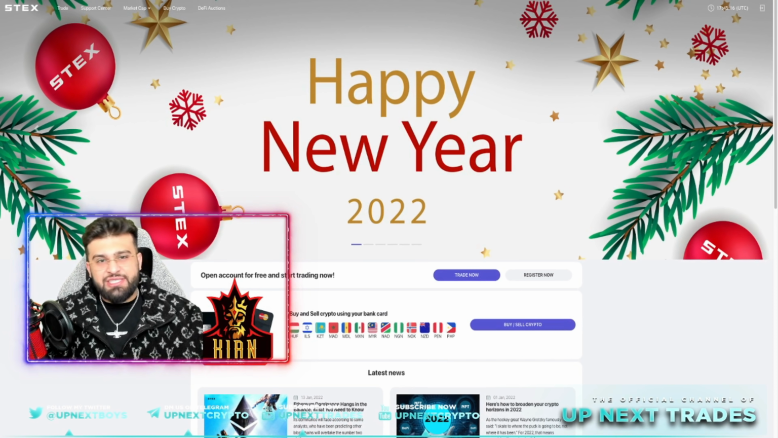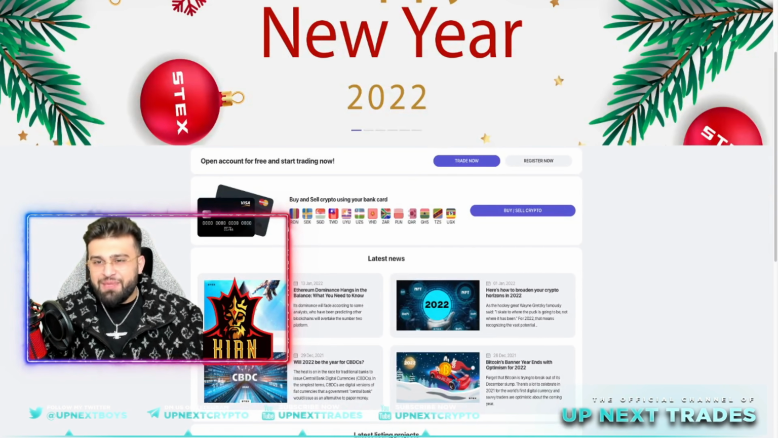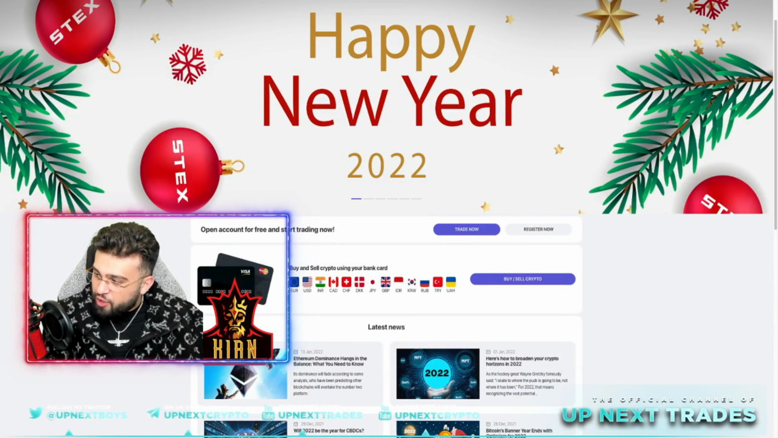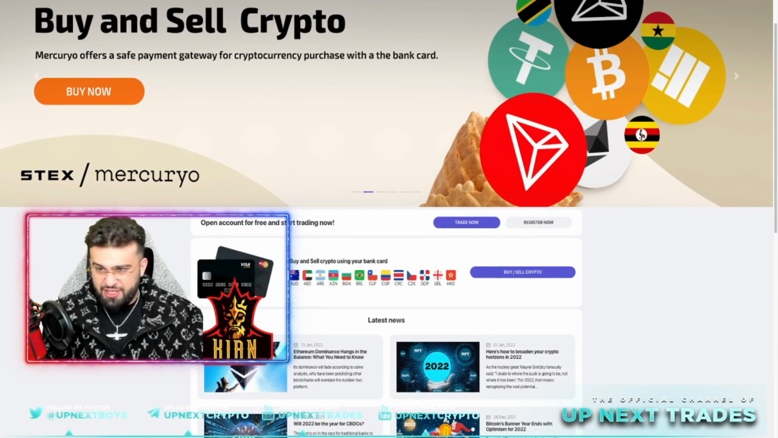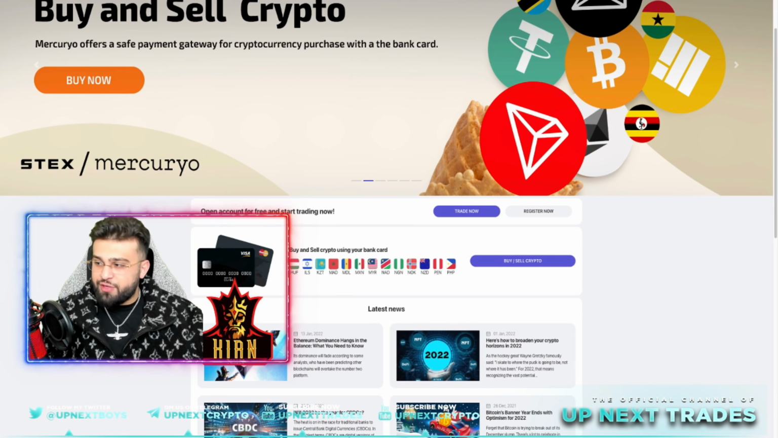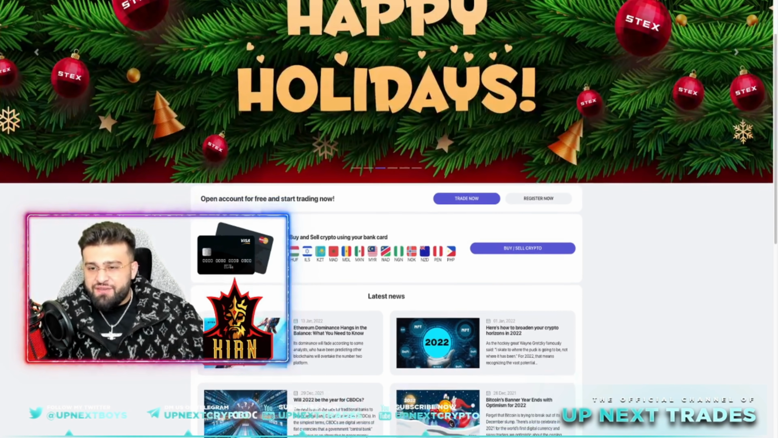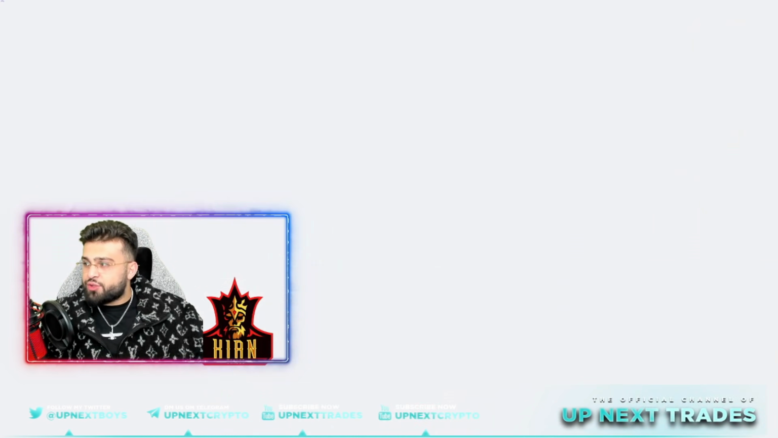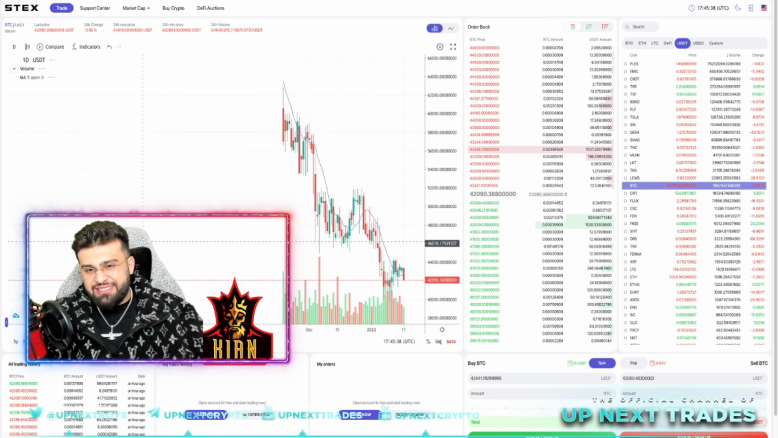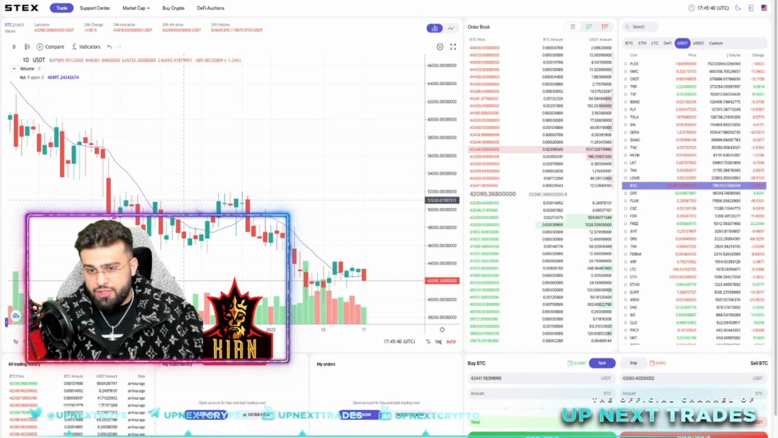So guys, as you can see right here, we are on the Stex platform. They're wishing us a happy new year, which is great to see. You can open an account for free and start trading now. Yes, you guys heard it right. Very simple to trade, and for traders like myself, the interface that we are using is very important to us, guys. So if you click on the trade button on the top right, you can see that it's a very great interface to use to make trades.